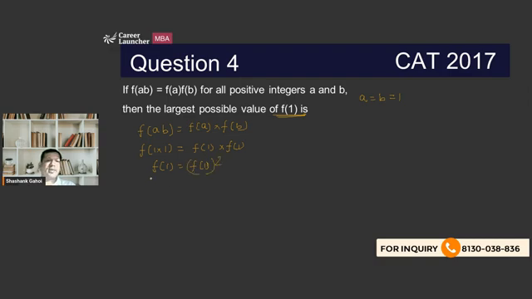Okay. So I can say f1 whole square minus f1 is equal to 0. I'm going to take f1 common, so f1 into f1 minus 1 is equal to 0. So from here, I can get two values of f1, that is either 0 or 1. There is no other value that is possible. So which is the largest possible value of f1? That is 1 itself, and that's the answer.